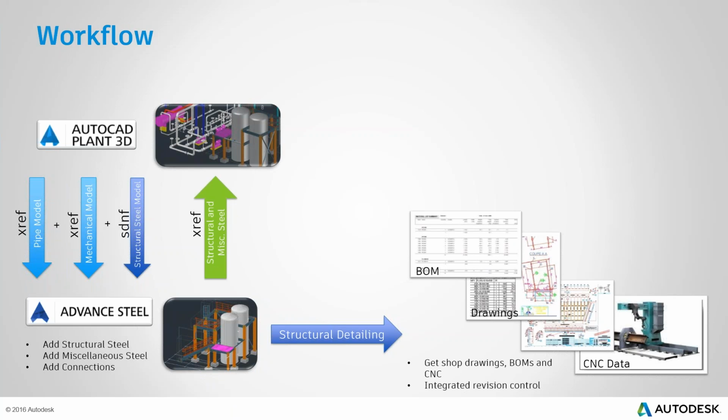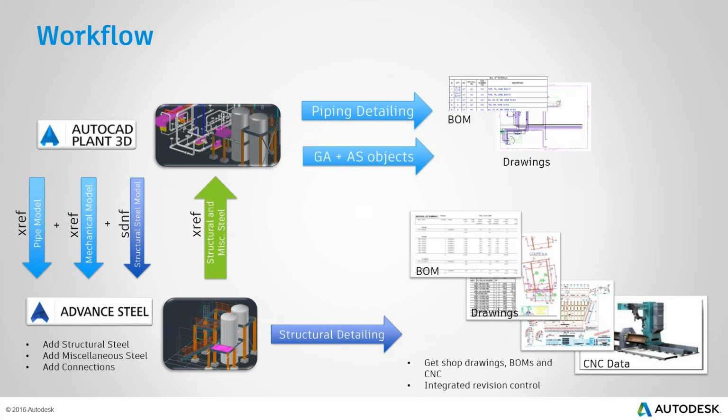We XREF it back into Plant 3D. So with the object enablers that I mentioned before, the Plant 3D users will see the updated steel model from the Advanced Steel guys. And then obviously the detailing, the GAs will get represented on our 2D ortho drawings inside Plant 3D because of those object enablers. We're going to see it on both packages.